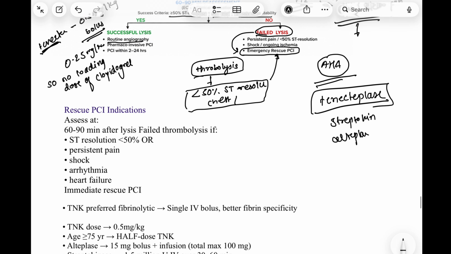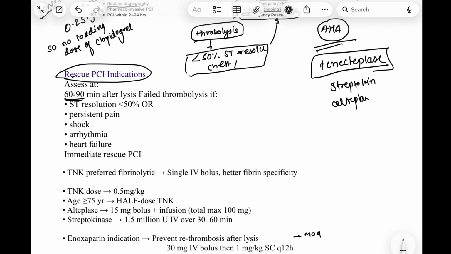So what are the indications of rescue PCI? So assessment at 60 to 90 minutes. Now this timeline is also important because they will ask you what the timeline for reassessment after thrombolysis is. So 60 to 90 minutes is the time limit for reassessment.